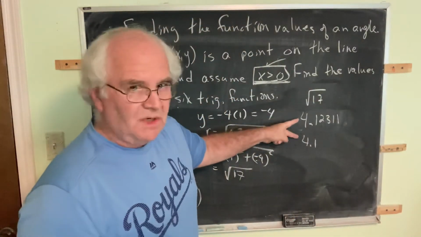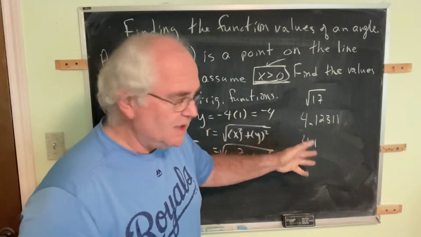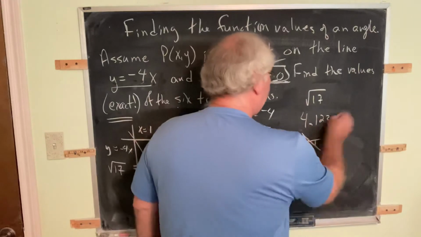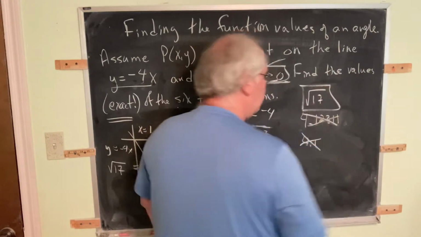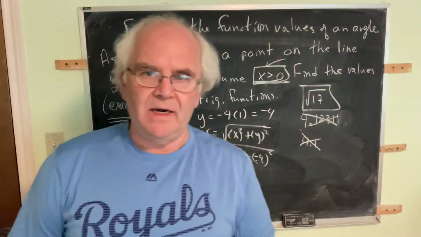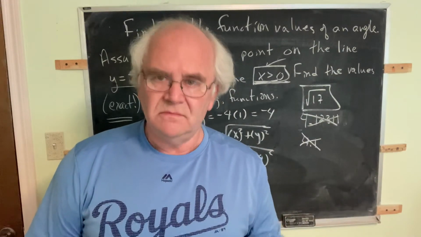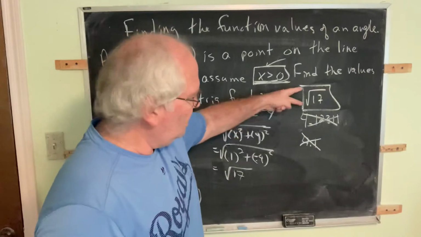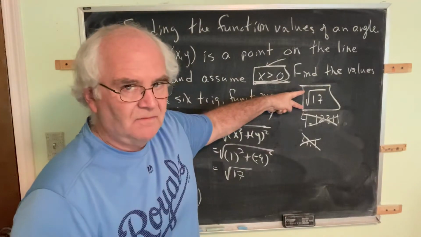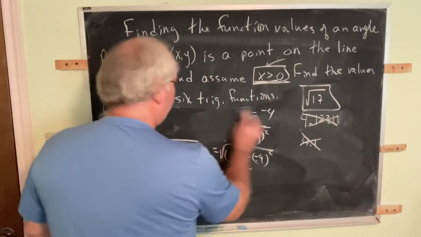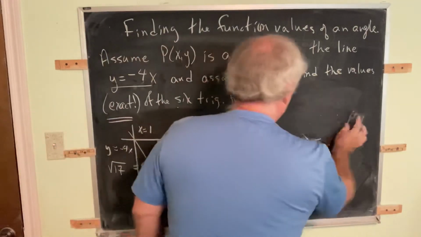The only way to express this for our purposes, the only way to express this as an exact value is here. If you reach for a calculator and mash the button, that's not going to be an exact value. For our purposes, the way you leave this is the square root of 17. So, that said, I'm going to get rid of all this.